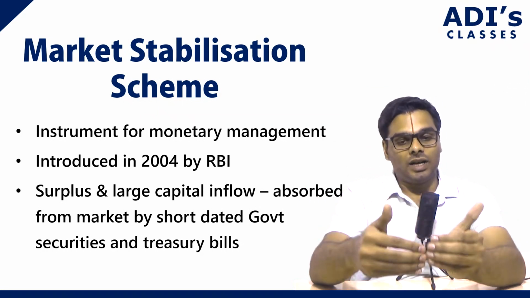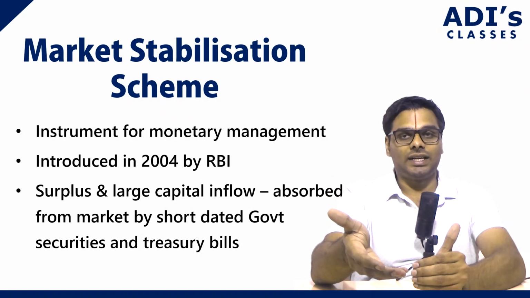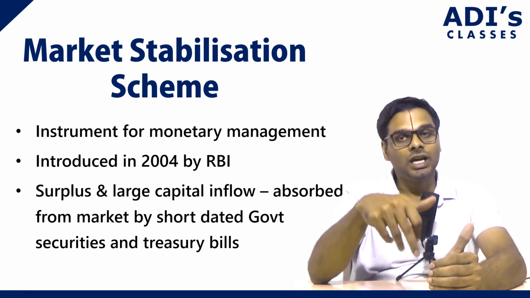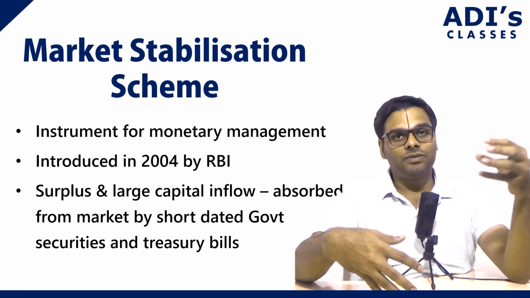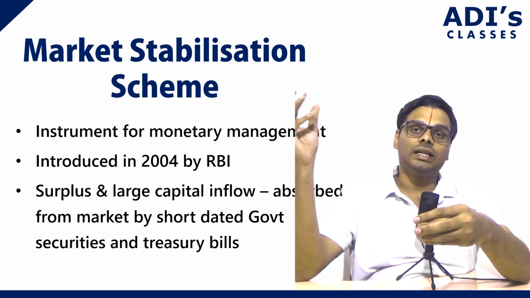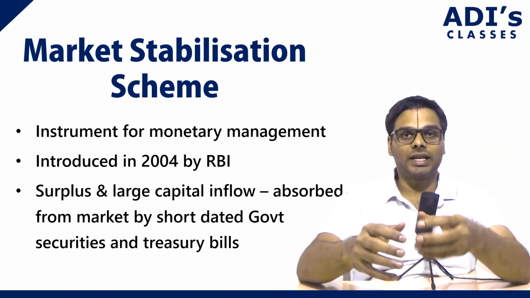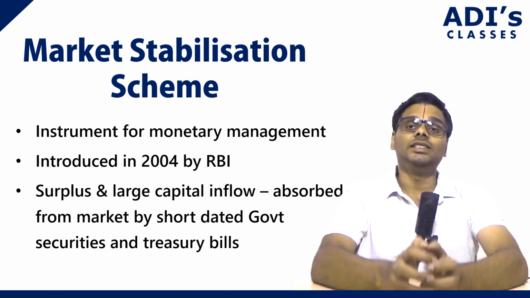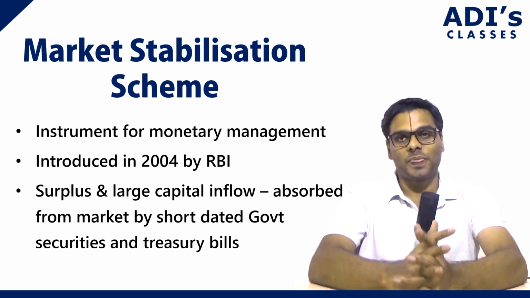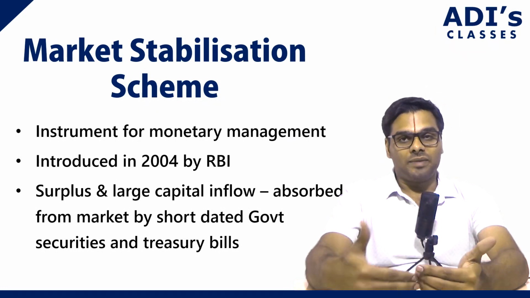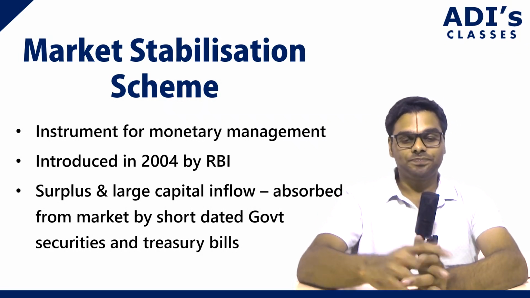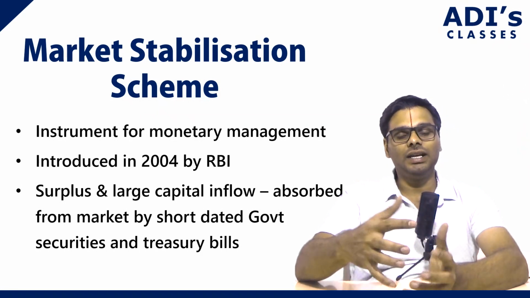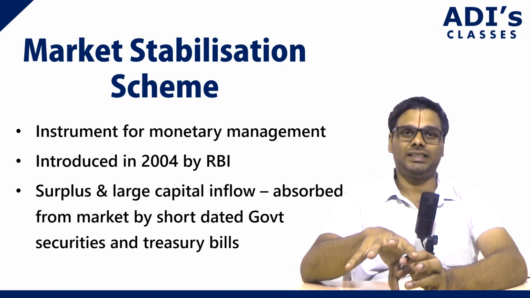So when the RBI sells government securities and treasury bills, money is taken from the market. That means the total money supply in the market becomes lesser, right? So when there is a capital inflow of a more enduring nature, the RBI has the option to sell government securities to the market and suck the excess liquidity out of the system. Why should excess liquidity be sucked out of the system? This is to ensure that inflation does not skyrocket. Now, once the RBI sells these government securities, it gets the money. That money is parked in a separate government account with the Reserve Bank itself. Okay, this is the market stabilization scheme.